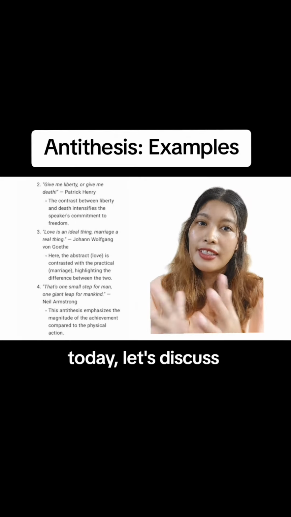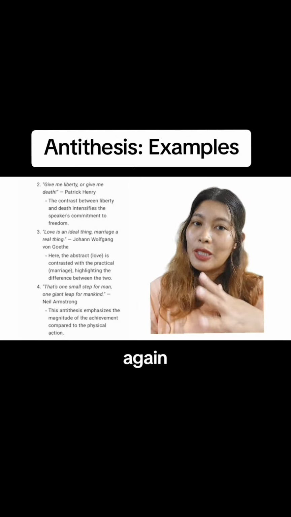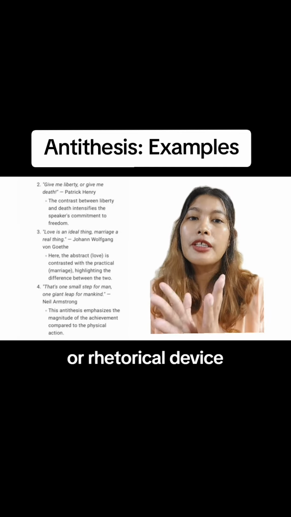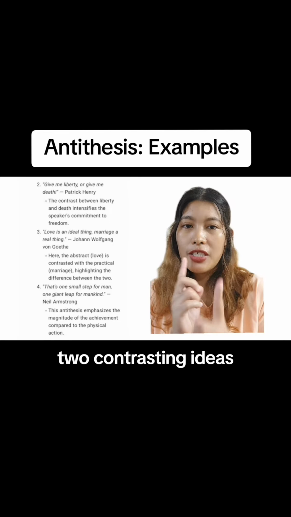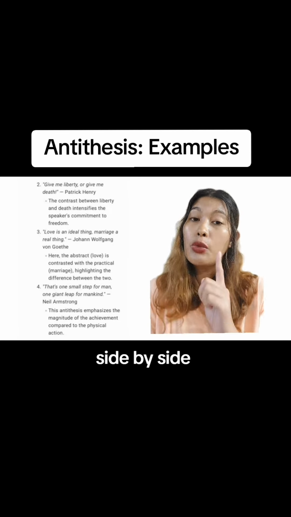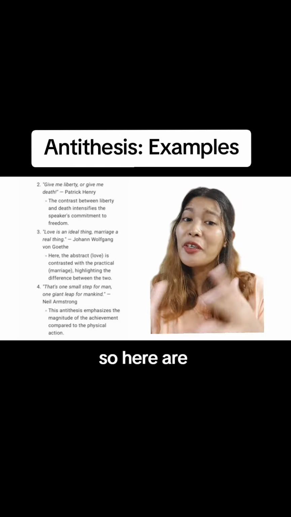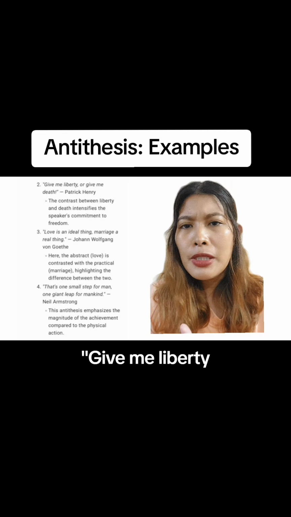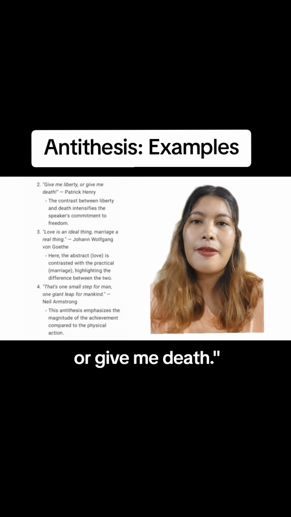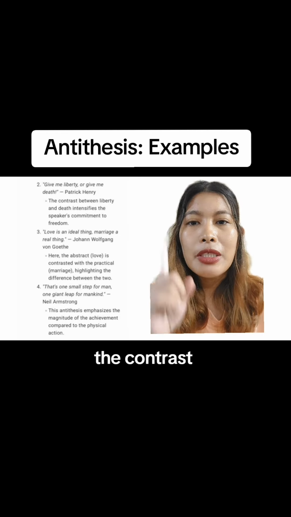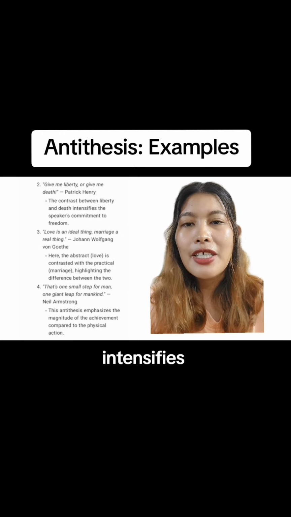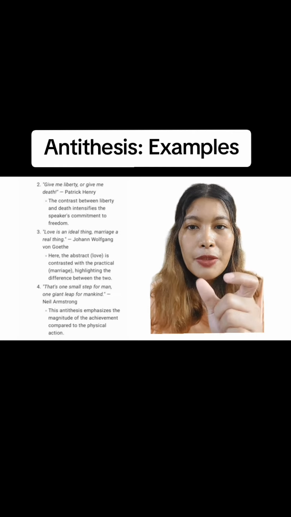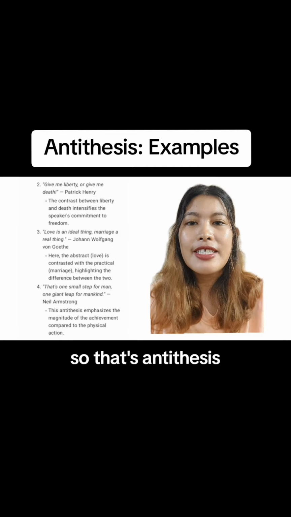Today let's discuss antithesis. Again, let's clarify that antithesis is a literary or rhetorical device of placing two contrasting ideas side by side or one after the other. So here are more examples. For example, you see, "Give me liberty or give me death." The contrast between liberty and death intensifies the speaker's commitment to freedom. Liberty or death. So that's antithesis.